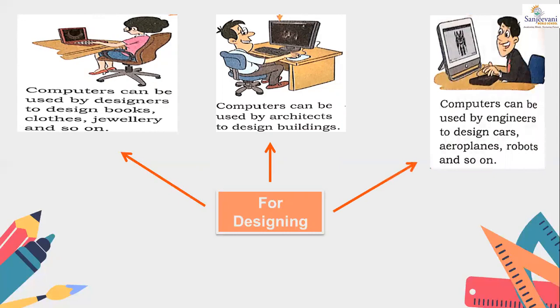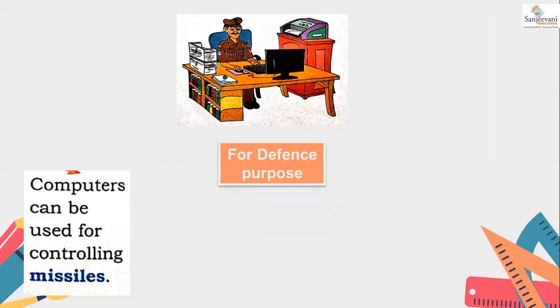The next one, computers can be used by engineers to design cars, aeroplanes, robots, and so on. Now, what the engineers do, they make a miniature. What is a miniature? A similar design of a car. Whatever they are going to make, a car or aeroplane or a robot, they make the same thing in the computer and they see how it works, how it goes on, and then only they make it in real.